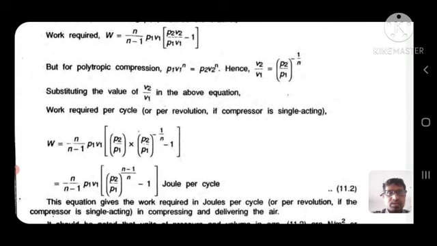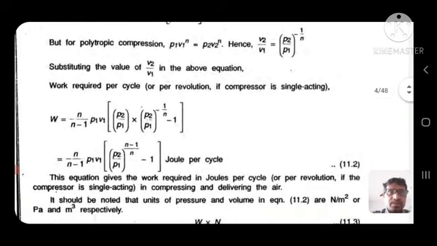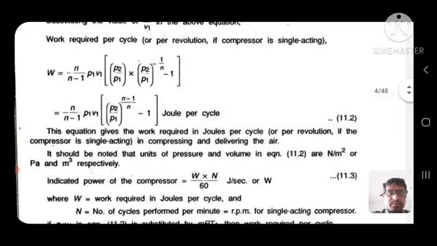But for polytropic compression, P1 V1^n is equal to P2 V2^n. Hence, V2 by V1 is equal to (P2 by P1) to the power minus 1 by n. Substituting the value of V2 by V1 in the above equation, the work required per cycle, per revolution if the compressor is single acting, is W equal to n by (n minus 1) P1 V1 [(P2 by P1) into (P2 by P1) to the power minus 1 by n, minus 1].